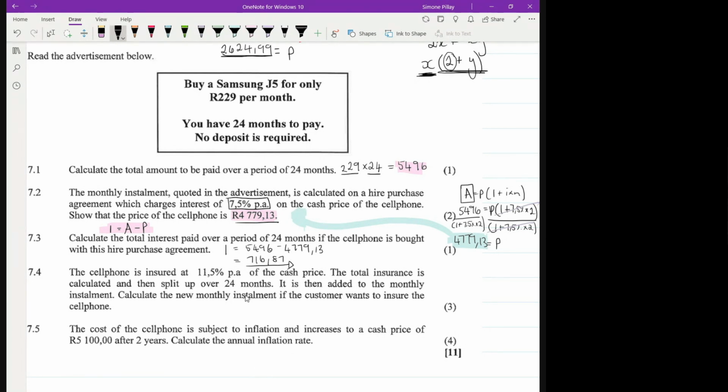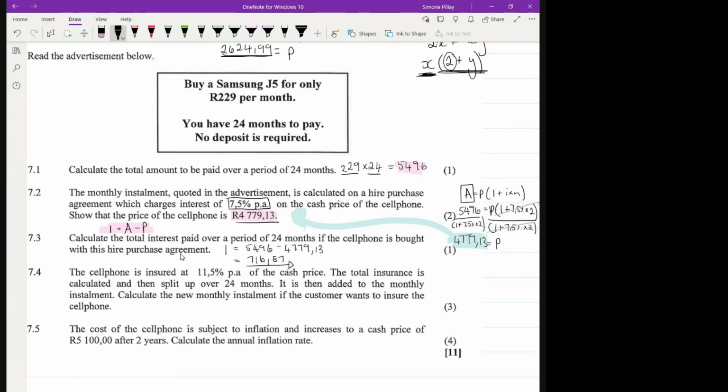Okay. Moving on to the next one, it says that the cell phone is insured at 11.5% per annum of the cash price. The total insurance is calculated and then split up over 24 months. It is then added to the monthly installment. Calculate the new monthly installment if the customer wants to insure the cell phone. So first things first, they said that our cell phone is insured at 11.5%. Yvonne, do you want to help me?